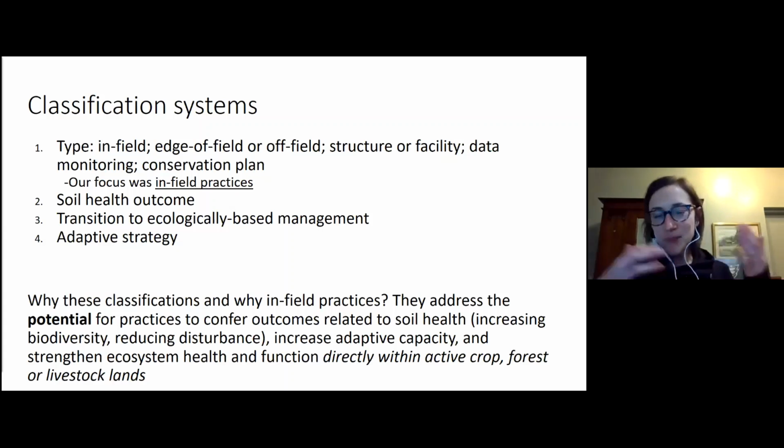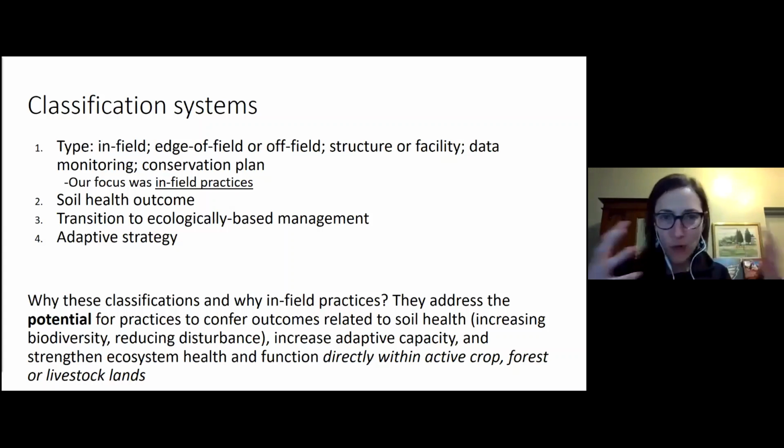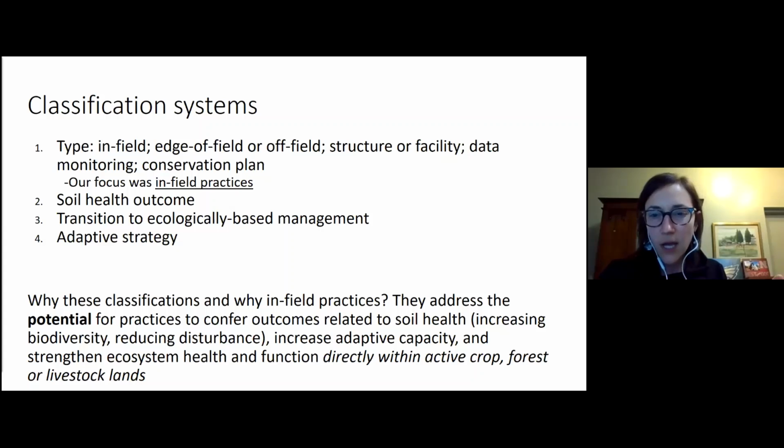And so again, I'm just making that caveat that we fully recognize that these practices are going to get implemented in different ways. So the idea here is that we had the intention that the classifications would help us understand the potential for these practices to enhance soil health, increase adaptive capacity, and strengthen ecosystem health and function. And we do think that this classification overall gives us maybe a new way of thinking about some of these practices and their potential outcomes.